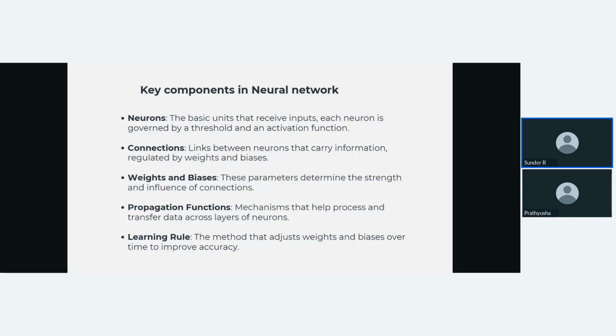Next, we have weights and biases. What are these weights and biases? You can consider them as how much these neurons are worth, what their strength is, what their weightage is. Based on this weightage, we will be able to judge.